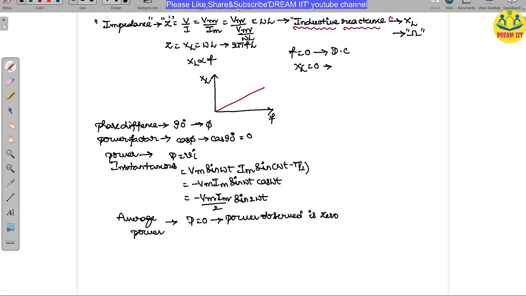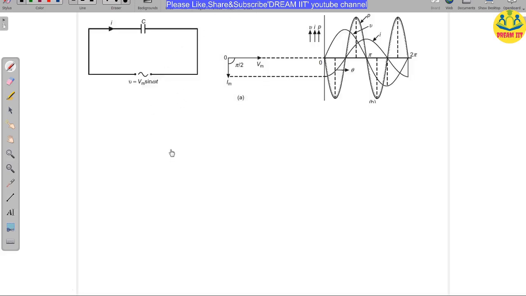Next, see. Now let us see what happens whenever you connect an AC voltage across the capacitor. There is some voltage induced. Now you are connecting a voltage source of V. So before going to this calculation, we require some basic fundamentals.